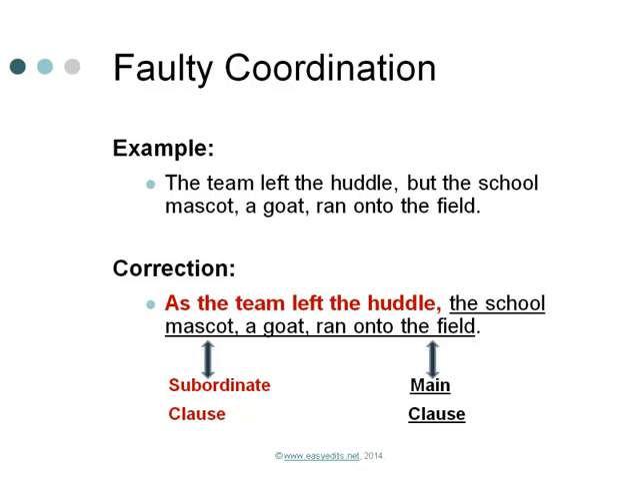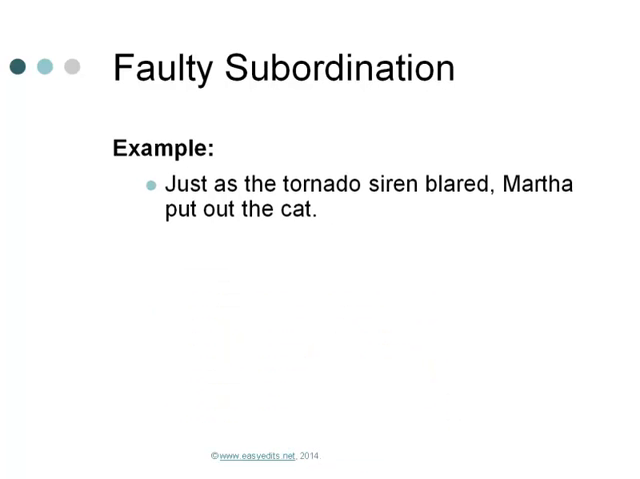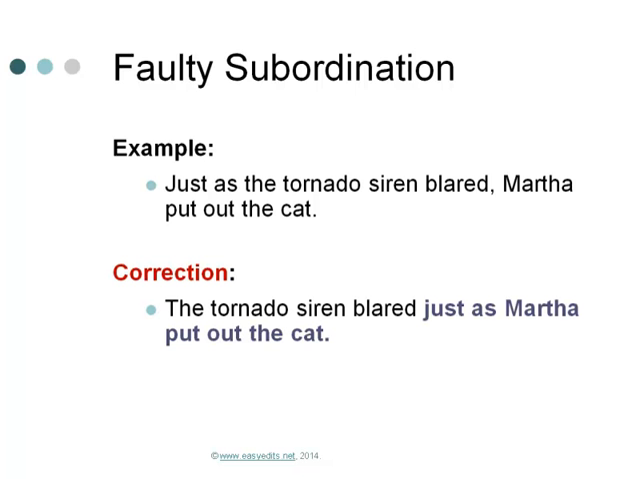Therefore, you want as the team left the huddle to be in the subordinate clause. Subordinate meaning it is less important than the main idea. So we used as to create the subordinate clause and to show the relationship or the time span of the actions within this sentence. Okay, sometimes subordination can get a little faulty. As in this example, just as the tornado siren blared, Martha put out the cat. Here's the correction. The tornado siren blared, just as Martha put out the cat.